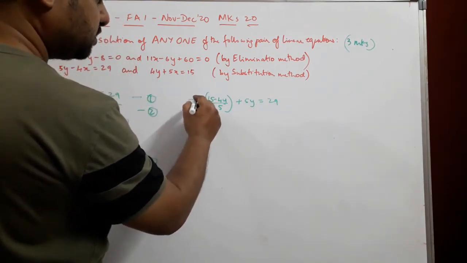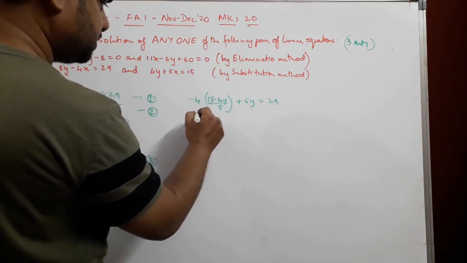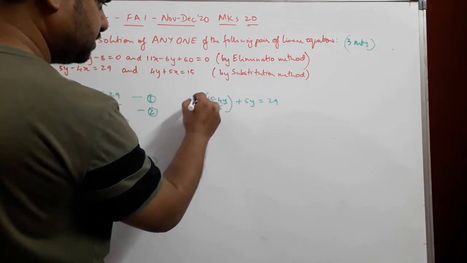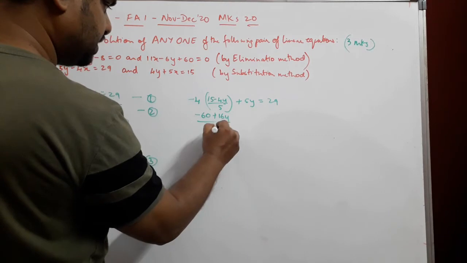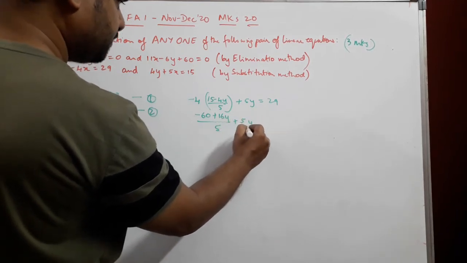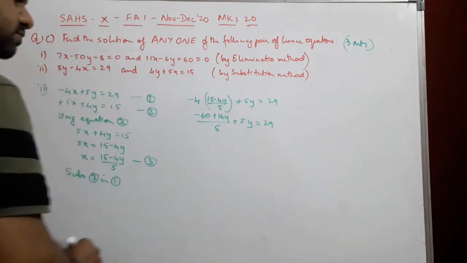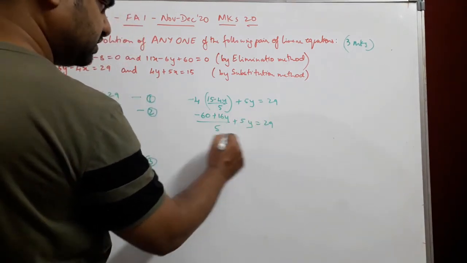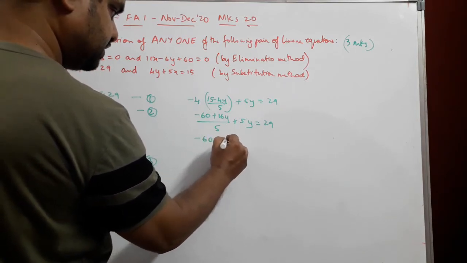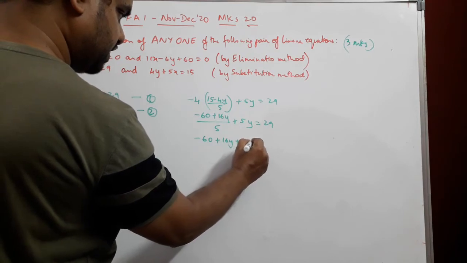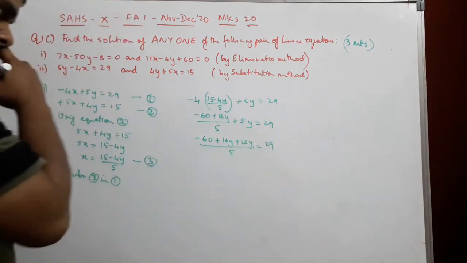Now let's put this value inside. So we get 4 into 15, we get minus 60, minus 4 into minus 4y will give us positive 16y, whole thing upon 5 plus 5y equal to 29. Next we will take out the LCM for this. We will get 60y minus 60 plus 16y plus 25y, whole thing upon 5 equal to 29.